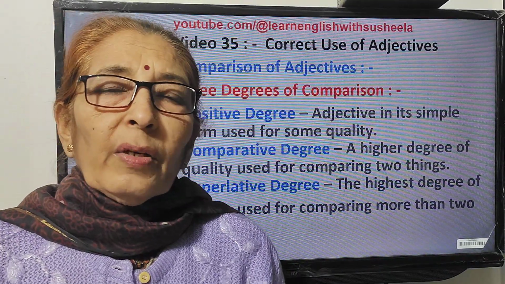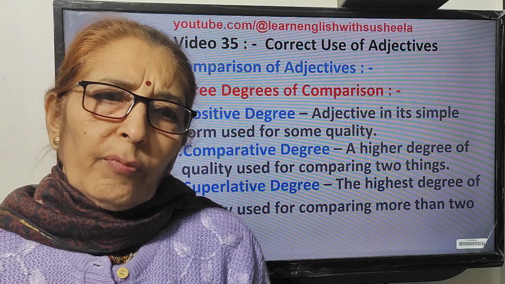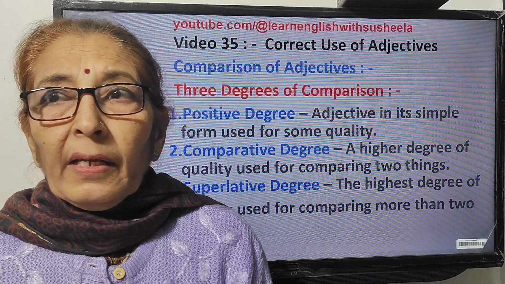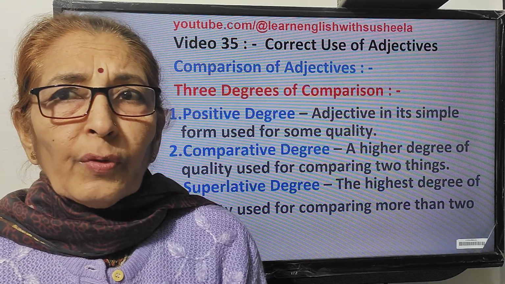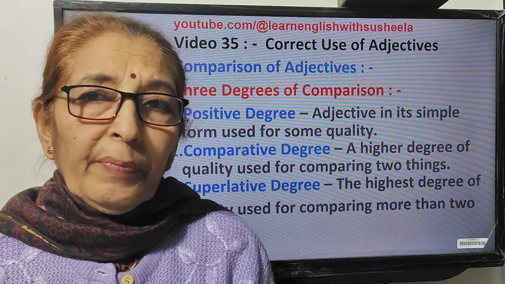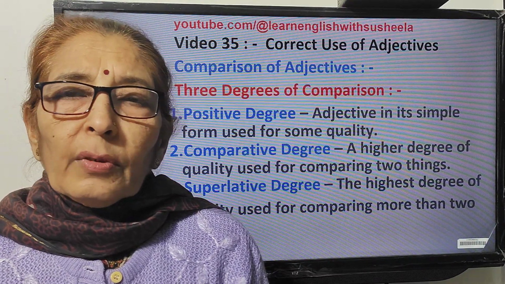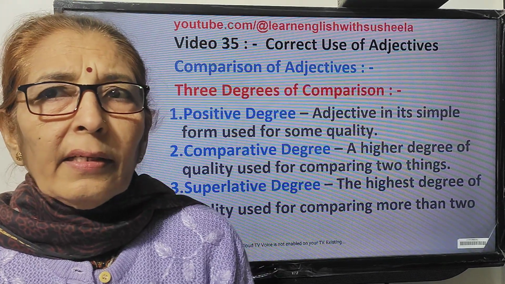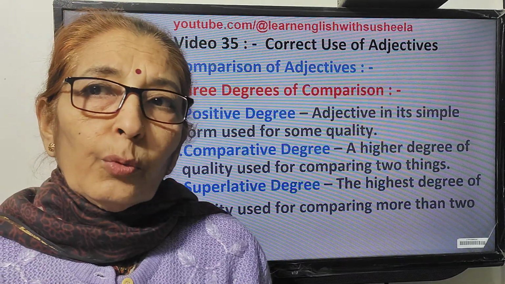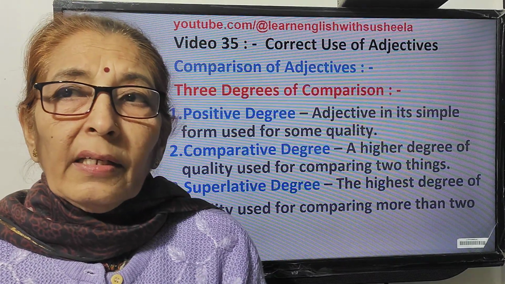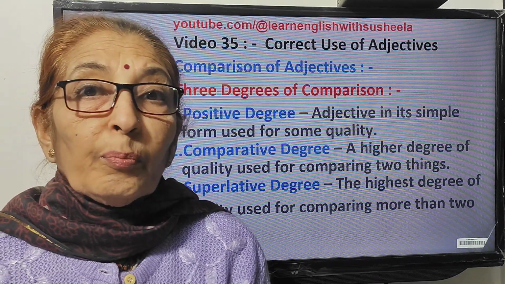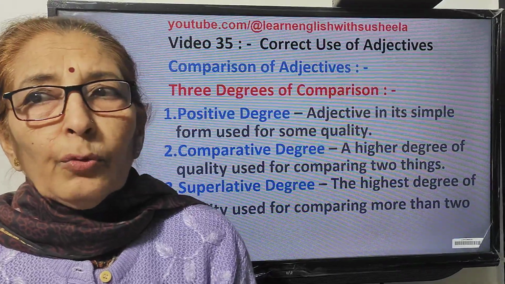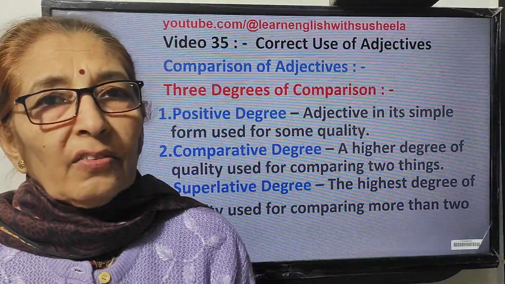Next, comparison of adjectives. For comparing, we use three degrees of comparison. First is the positive degree. An adjective in its simple form used for some quality is the positive degree, just as good, or you can say courageous, or you can say brave. Comparative degree: a higher degree of quality used for comparing two things. This is the comparative degree where we compare two things, just as he is better than his friend. In the same way, superlative degree: the highest degree of quality used for comparing more than two things, that is superlative.